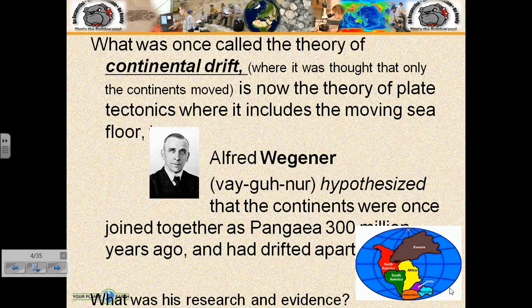What was once called the theory of continental drift, where it was thought that only the continents moved, is now the theory of plate tectonics, which includes the moving seafloor. Alfred Wegener hypothesized that the continents were once joined together as Pangea. This was over 300 million years ago, and eventually they drifted apart.